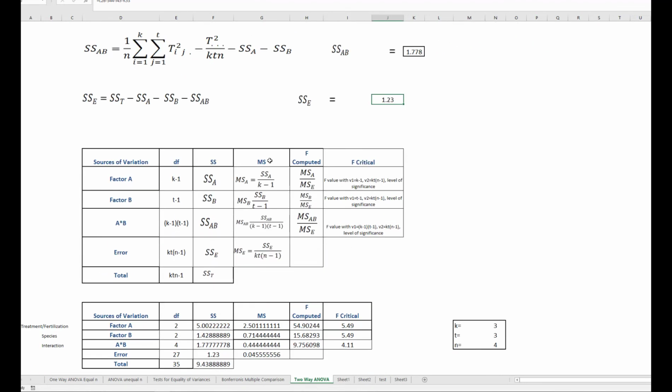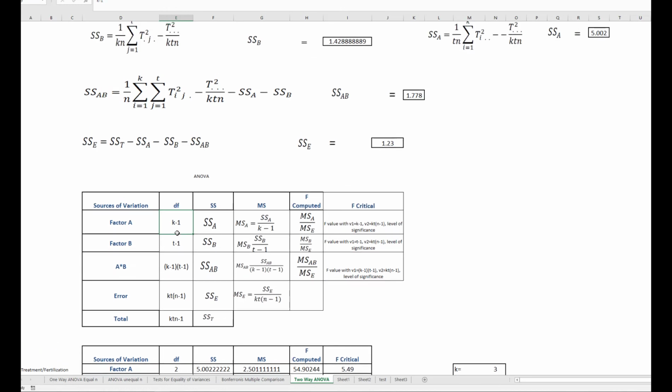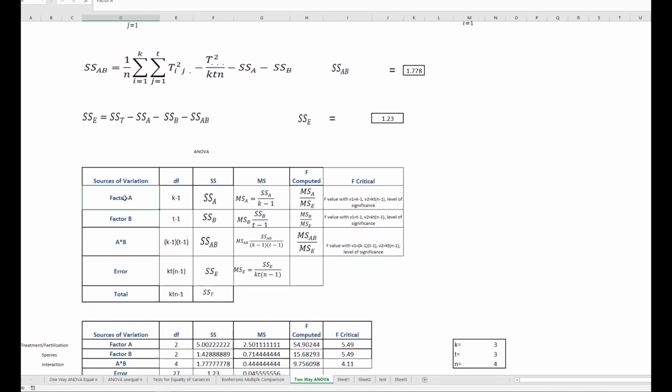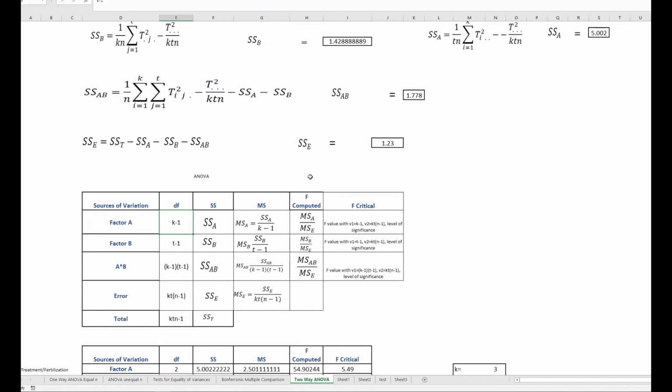So all I did is that for two-way ANOVA, this is the ANOVA table. So in this ANOVA table, I said what are the sources of variation. Sources of variation are factor A, factor B, and then interaction and the errors. Degrees of freedom is similar to what we have in the data set. So you can see that in the factor A, we are saying that this is the treatment. So that means for treatment, we have the k number of treatments. So this is k minus 1. Factor B is the species, t minus 1. And then interaction is the multiplication of these two.